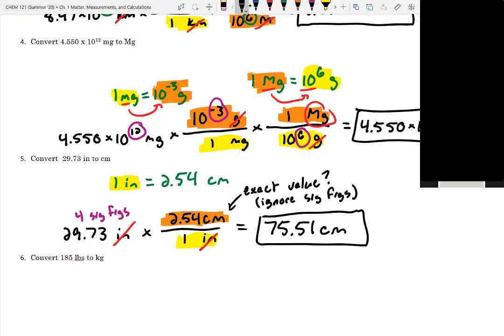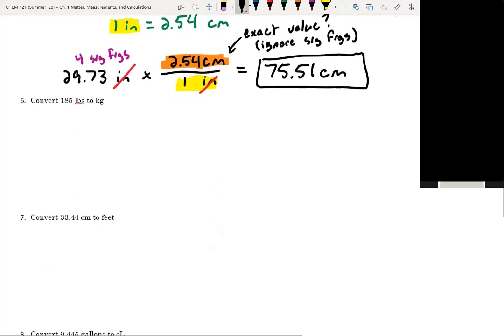So if you run into something like that, my main thing is seeing that you've set up the conversion correctly and that you're following sig fig rules to the best of your ability. Make sense? Yes, thank you. Okay, perfect. Let's do another one.